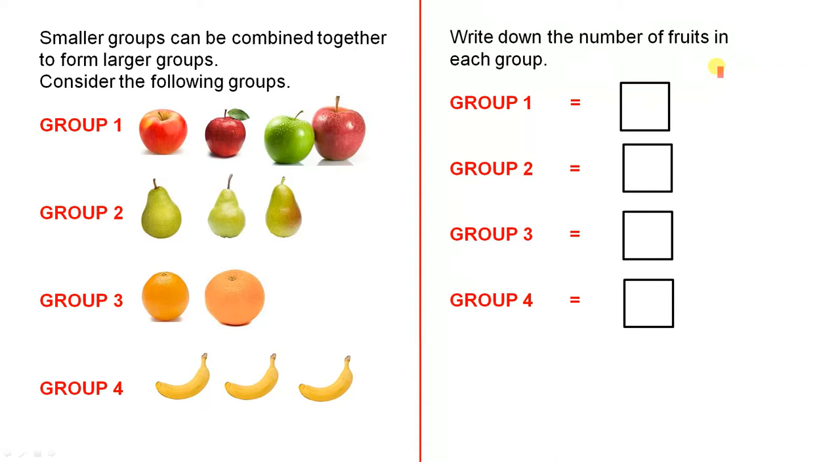Students could be asked questions like this. Write down the number of fruits in each group. So they would write their answer here. And you're able to give the students many examples like this. And we'll see in a moment why this is a very, very important skill.